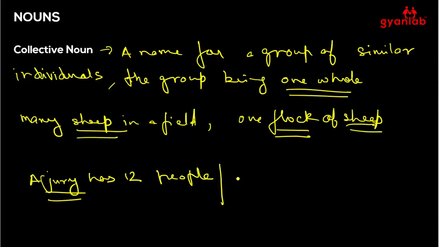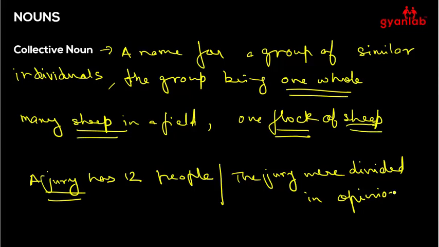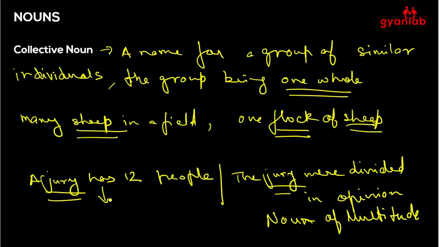But if I had a sentence like, let's use this sentence, the jury were divided in opinion. In this case, you will see that the word jury is not being used for the entire collective group, and hence in this case it is known as a noun of multitude. So how do you differentiate between a collective noun and a noun of multitude? You'll see that in the sentence a jury has, jury is being called singular, right? And in this case, the jury were divided, it is basically plural.